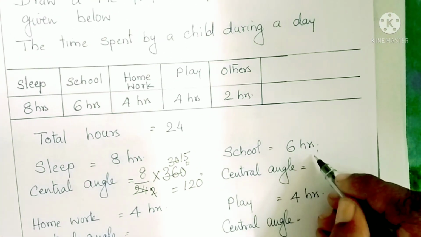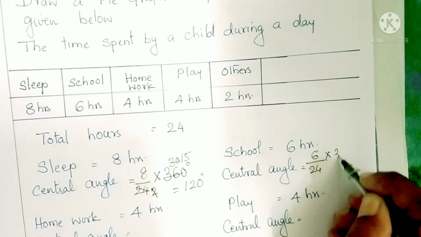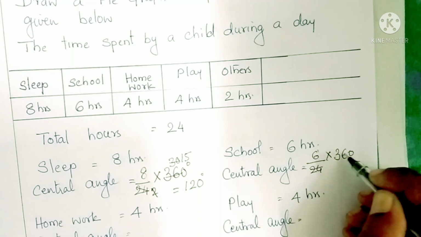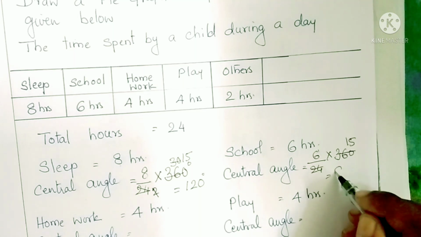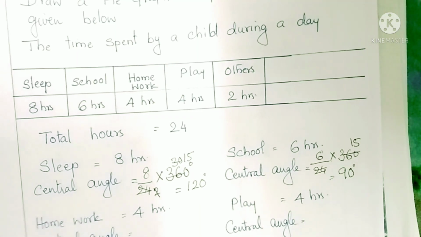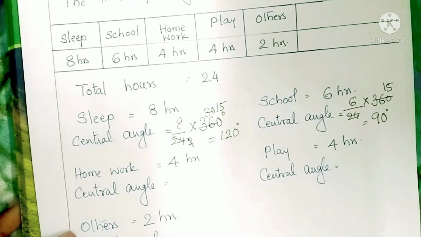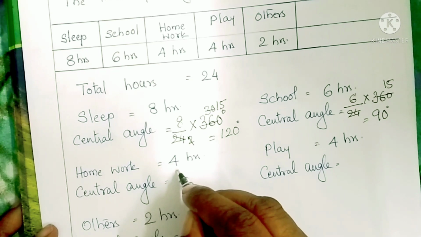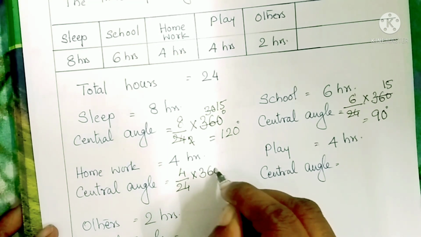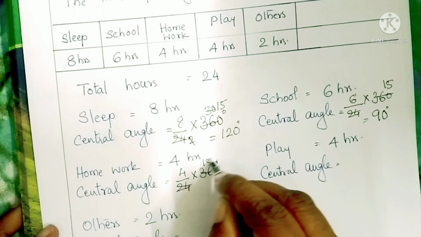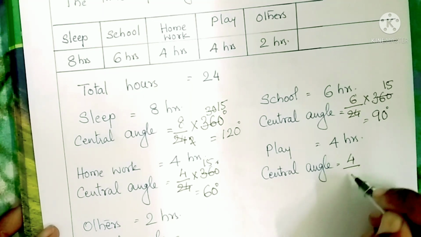So, here it is 6 hours. That will be equal to 6 upon 24 into 360. So, 15 6s are 90. Here it is for homework, it is 4 hours. So, 4 upon 24 into 360. So, 15 4s are 60 degrees. So, here also the same, 60 degrees.